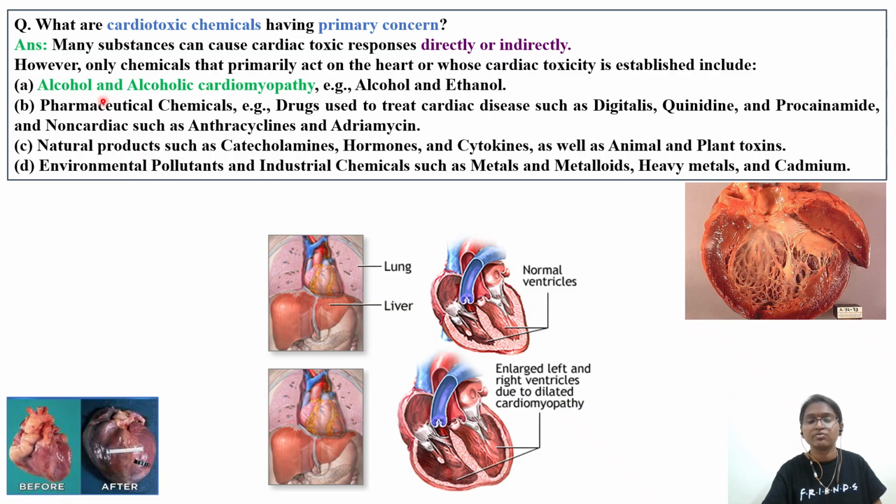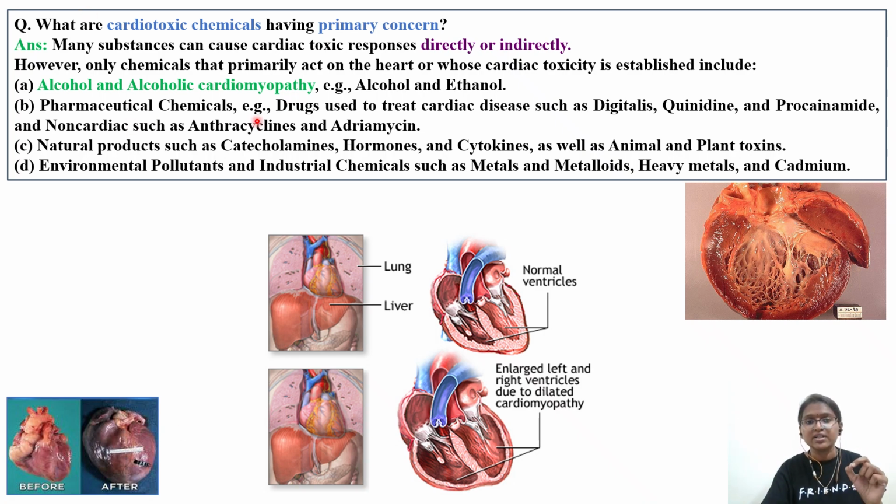What is happening in the case of alcoholic cardiomyopathy is this is a normal heart. Here you can see normal ventricles are there. But in the case of alcohol toxicity, these ventricles become enlarged, left and right ventricles, due to dilated cardiomyopathy. You can see, before alcohol consumption, this is a normal heart. Upon alcohol consumption, there will be increase in the size of the heart. Here you can see an open transectional section of the heart. You can see how the ventricles are dilated. Increase in the size of the heart will also take place. Dilated ventricles, both right and left ventricle, you can see.